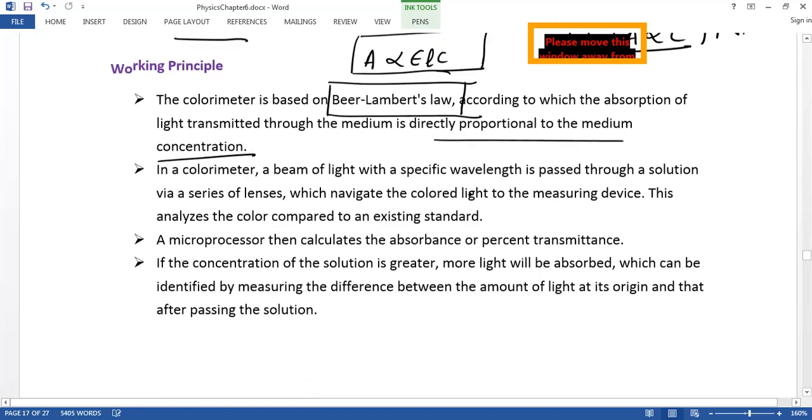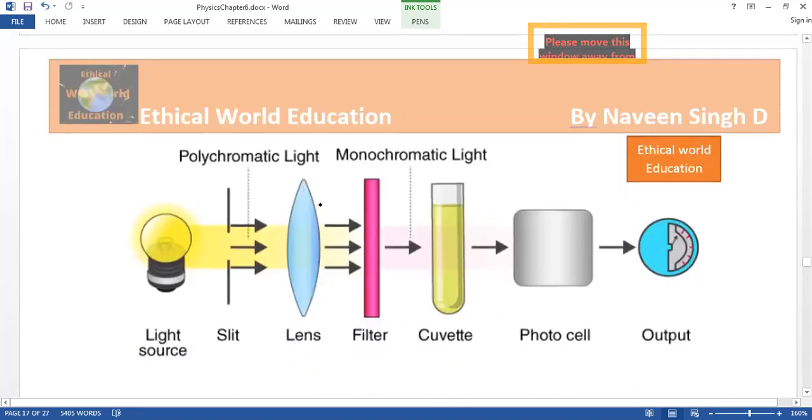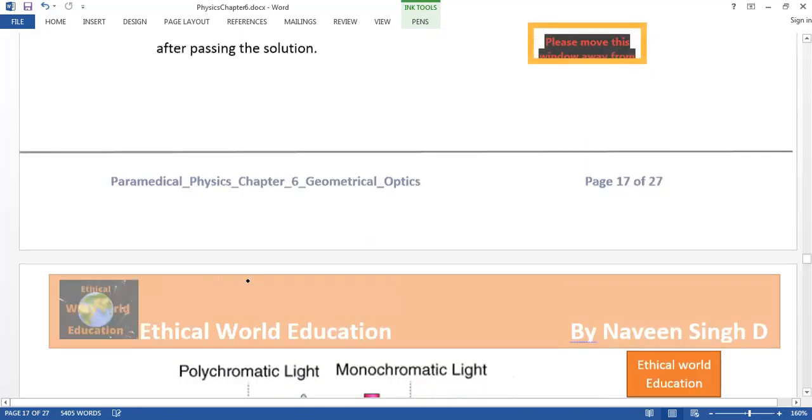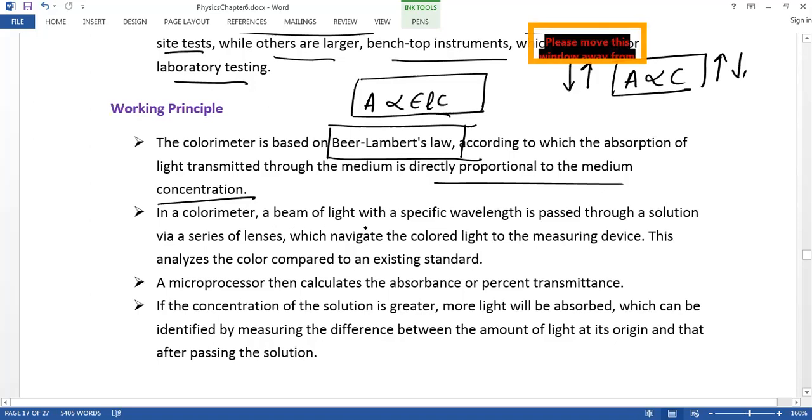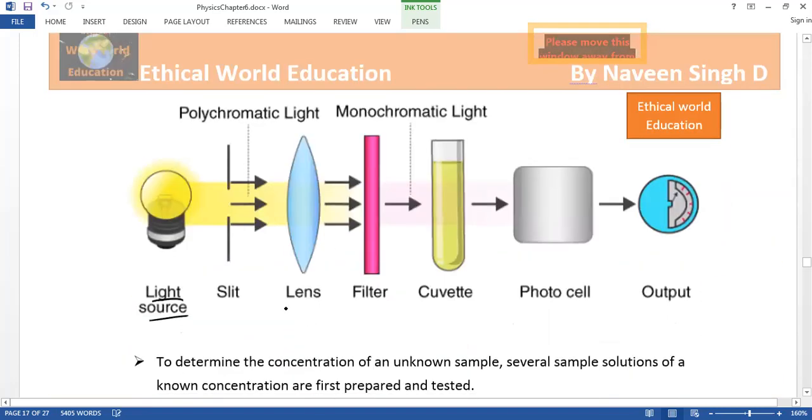The next point: you can see this setup. The light source is emitting a particular source of light. As you can see in this diagram, it is emitting a yellow light. In the calorimeter, a beam of light with a specific wavelength, which is lambda, is passed through a solution via a series of lenses. Here you can see only one lens.